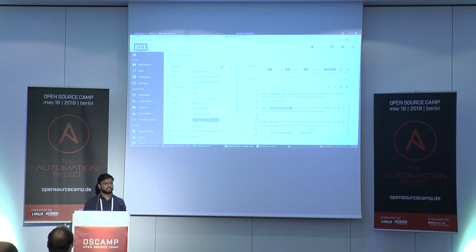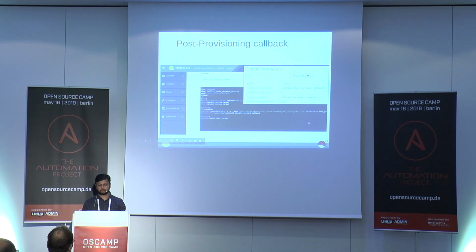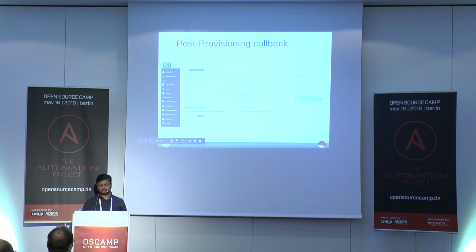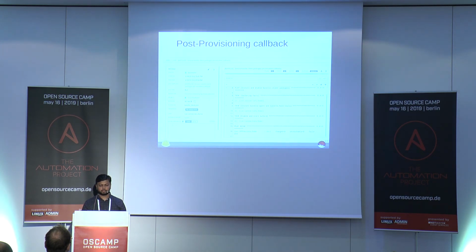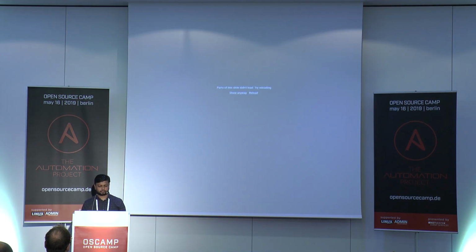Once your host gets created, you have something in Foreman, run that particular thing from the AWX. So this is what we have seen. Once you have checked the allow provisioning callback, you have some provisioning callback URL here. Once you have curled that particular URL, the job gets created in the AWX. And you can see all those templates in the AWX.